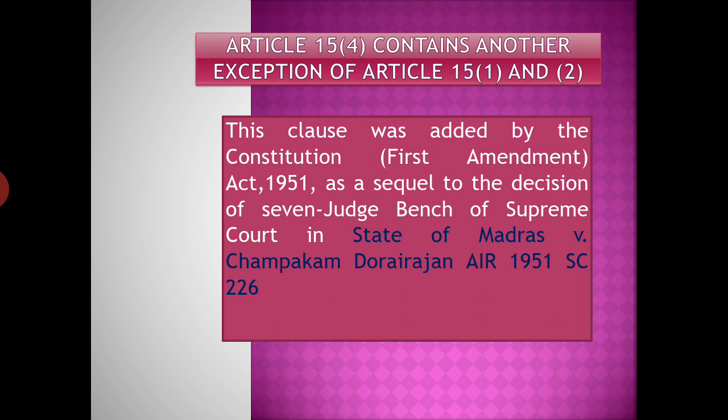Article 15 Clause 4 contains another exception to Article 15 Clause 1 and Article 15 Clause 2. This clause was added by the Constitution (First Amendment) Act 1951 as a sequel to the decision of the 7 judges bench of the Supreme Court in State of Madras versus Champakam Dorairajan.